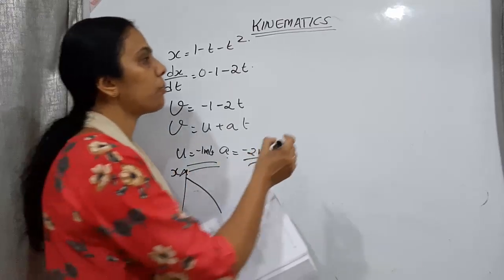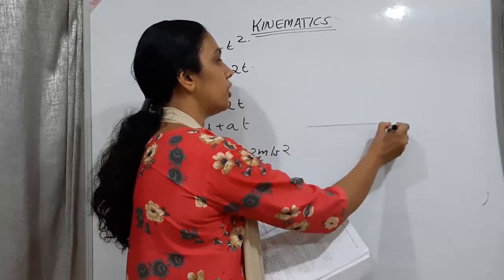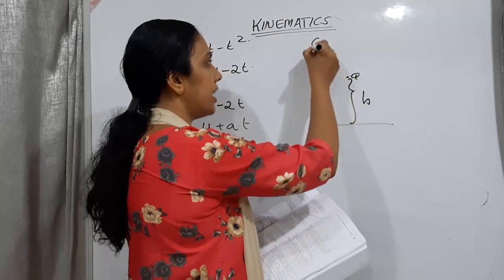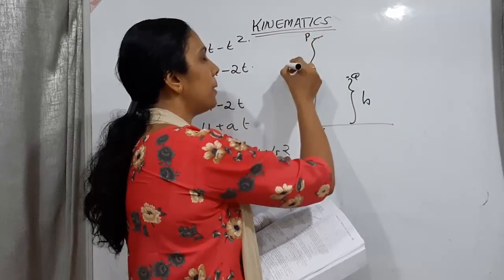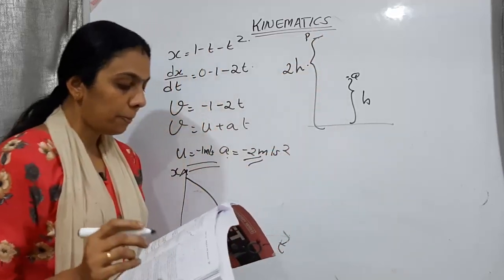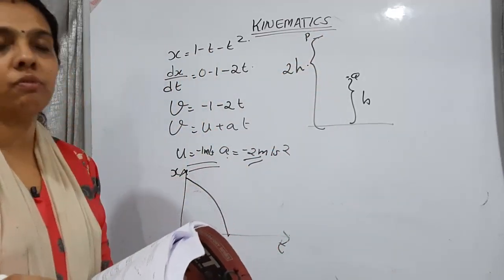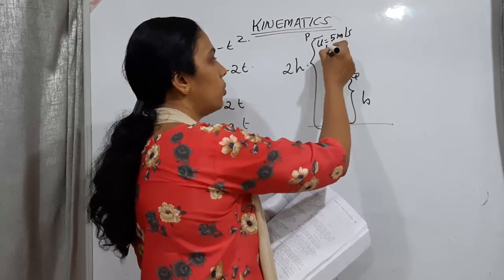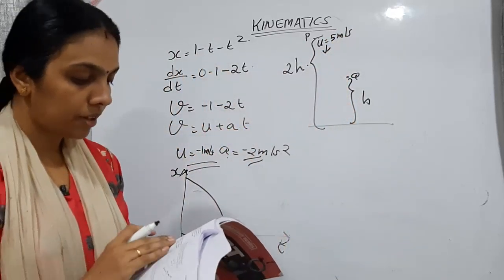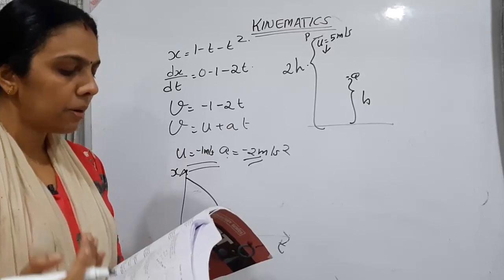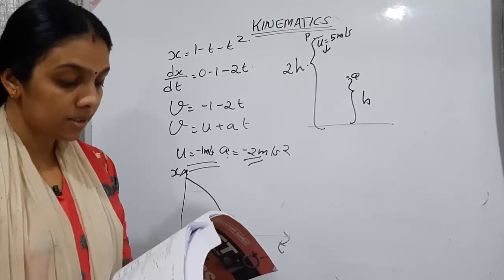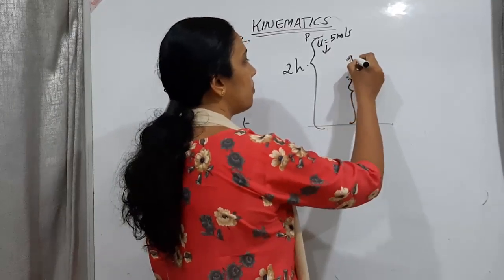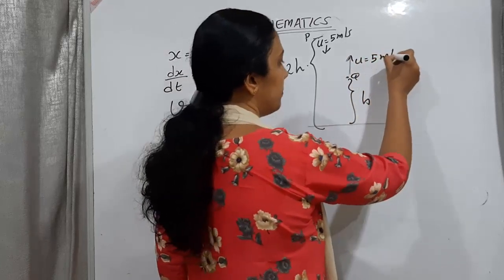So the vertical height of point P is twice that of Q. I am considering Q at this height. If Q is at a height h, then P will be at a height 2h. Now, a particle is projected downward with a speed of 5 meter per second from P, so u is 5 meter per second in the downward direction. At the same time, another particle is projected upward with the same speed from Q.